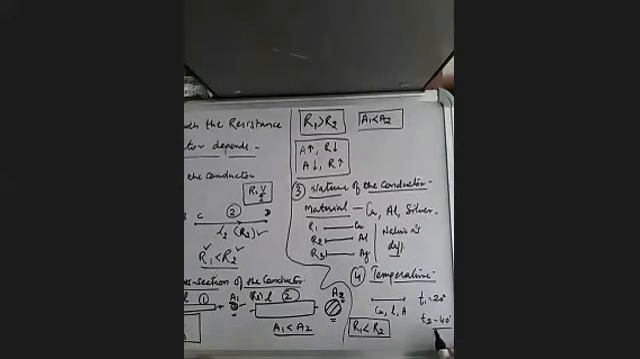So when the temperature is high, its resistance value comes out to be high. But when temperature is low, its resistance is low. So temperature and resistance are directly proportional. If temperature of the conductor increases, its resistance will also increase. And if temperature decreases, we'll find that the resistance also decreases. So that is how temperature of a conductor influences the resistance of a conductor.